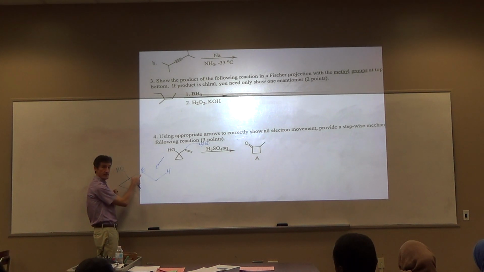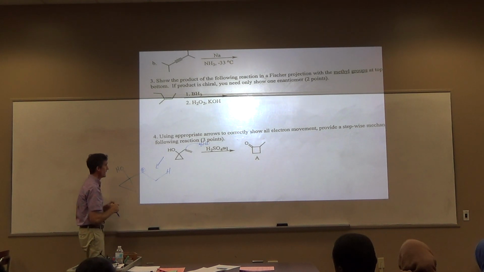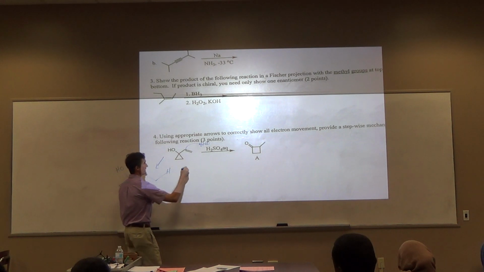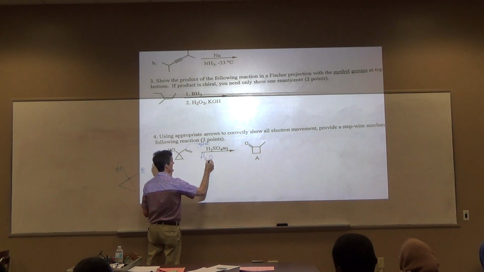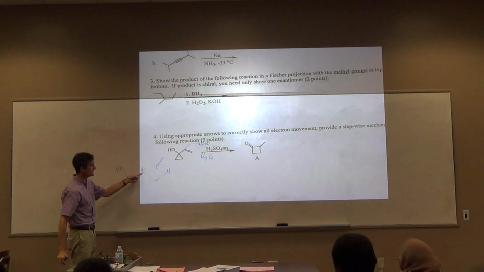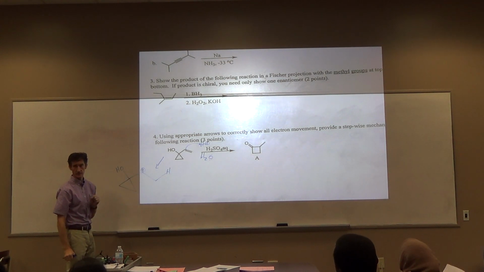Make the cation here, right? Secondary? If we make the cation there, it'd be primary. Don't do that. Okay. What can happen next? This is aqueous. You've got water here, right? Well, water could attack here. Electrons make a bond here, but that's not going to give that product.